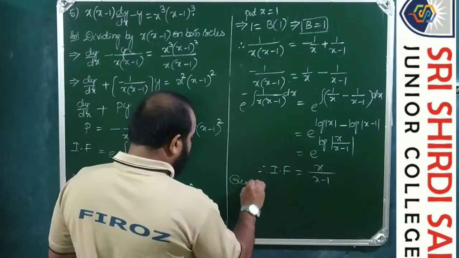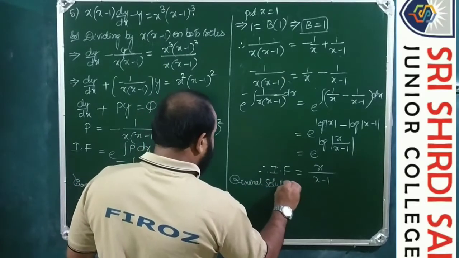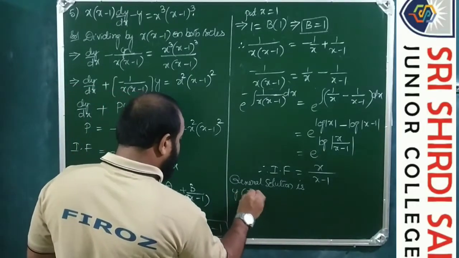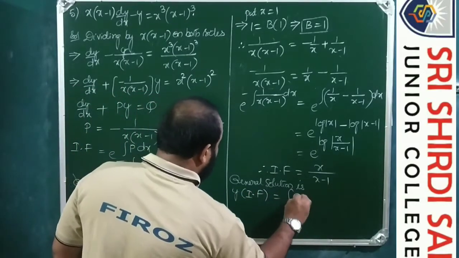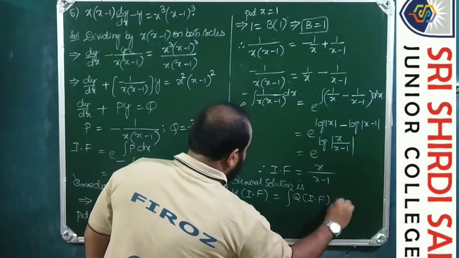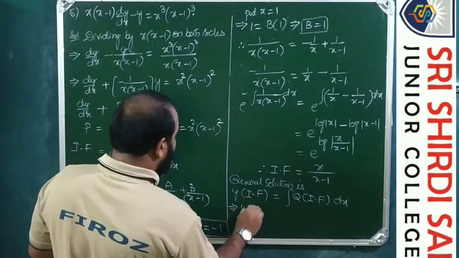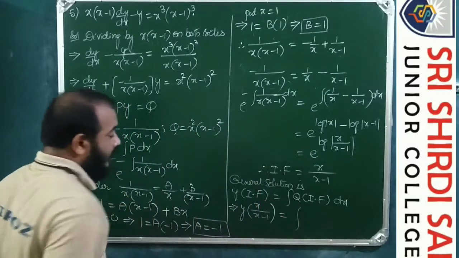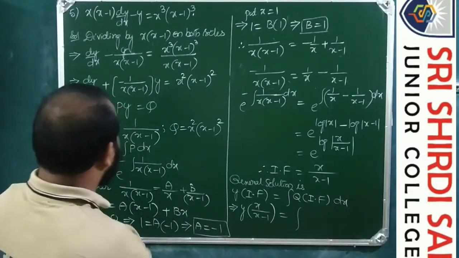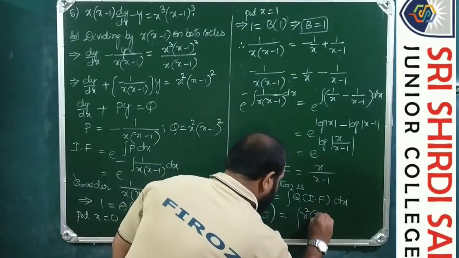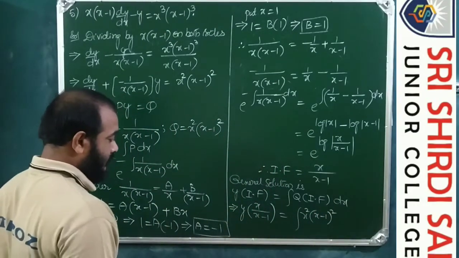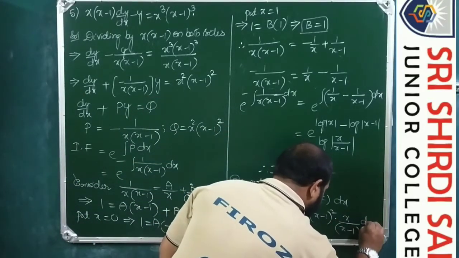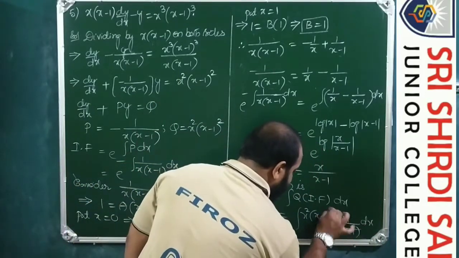Now the general solution is y into integral factor is equals to integral q into integral factor into dx. So y into integral factor, x by x minus 1, is equals to q, which is x square into x minus 1 whole square, into integral factor x by x minus 1 dx. So this as well as this gets cancelled.